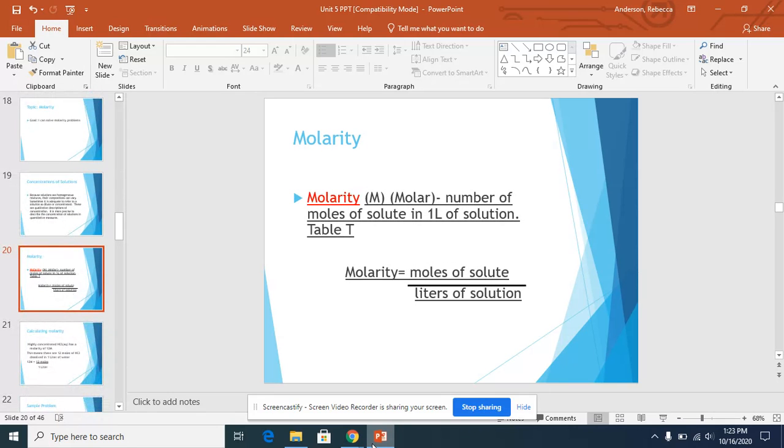The first thing we're talking about is molarity. Molarity is capital M, that's the symbol for it. And then you can also use it by saying molar. Like, I have 6 molar of HCl. That means the molarity of that HCl is 6. So that is the number of moles of solute in a 1 liter solution.